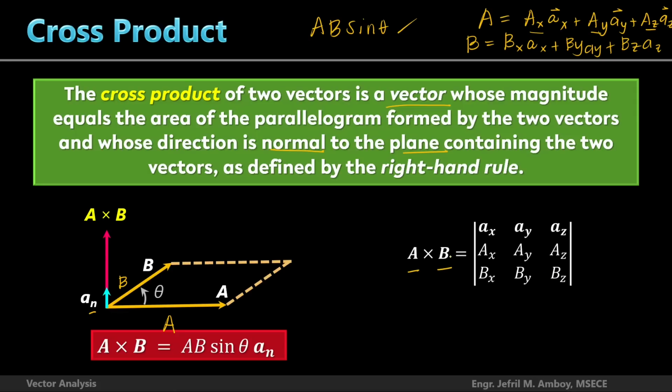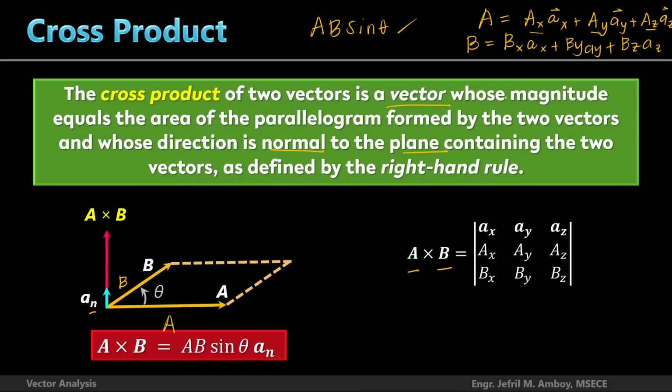So now, to get the cross product, we need to evaluate this determinant. To evaluate this determinant, I will teach you a shortcut. Okay, for ax, we cover the column containing ax and multiply the remaining. So that will be down minus up. Okay, so that's AyBz minus AzBy.